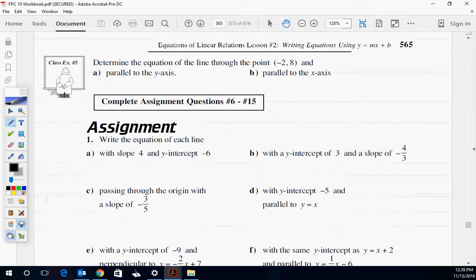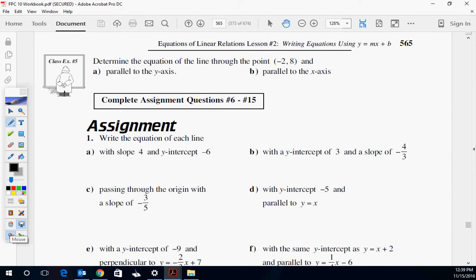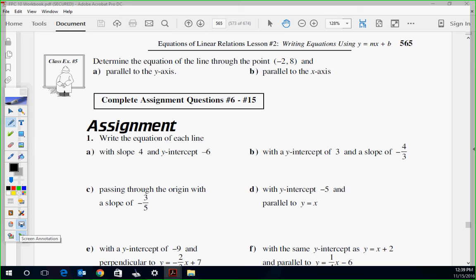Okay, last little piece here. Determine the equation of the line through the point -2, 8 and parallel to the y-axis. The y-axis runs which way, up and down or left and right? So we want what type of line then? A y equals or x equals? Good. X equals, and it's going to go through -2.